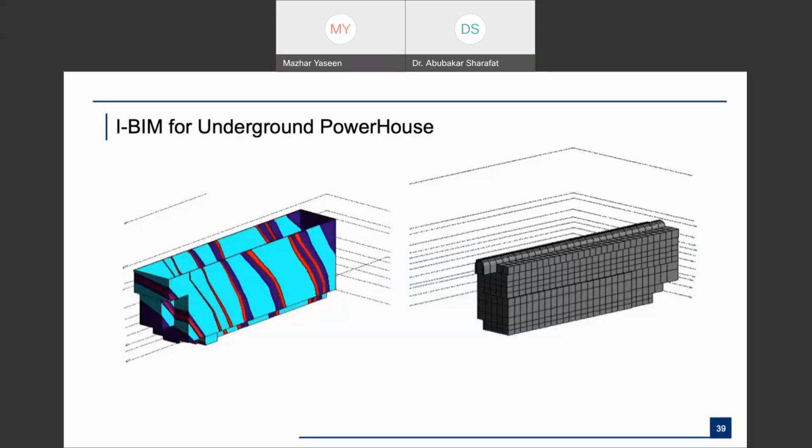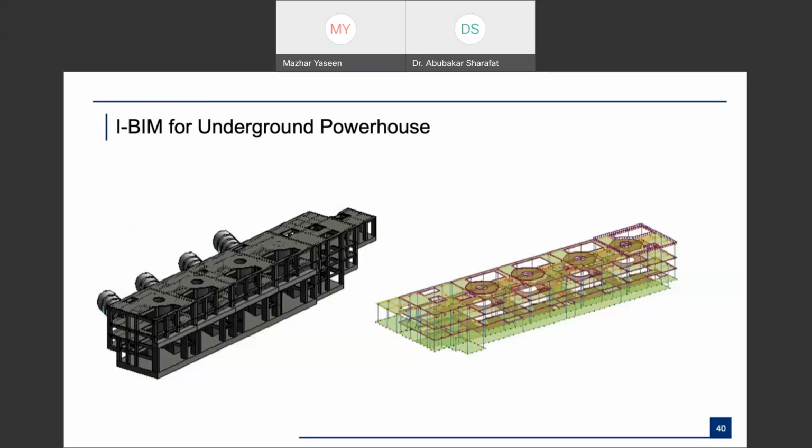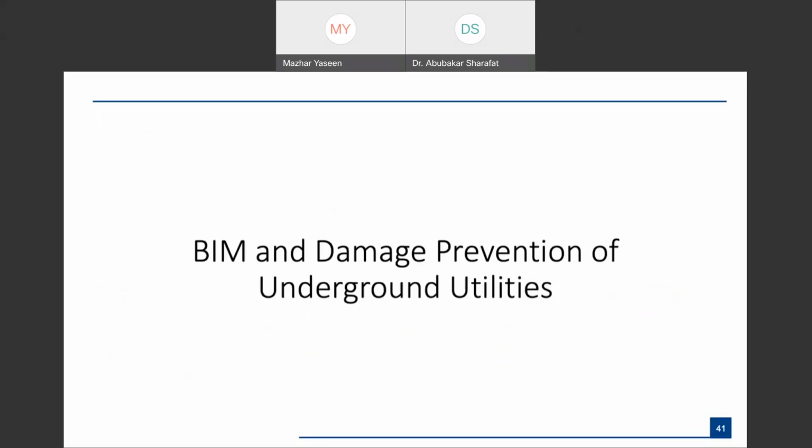Every box should be excavated one by one. And then this is the structural model, which is built for the inside of the powerhouse. So you can see columns and beams, and then you can do the structural analysis of these columns and beams.